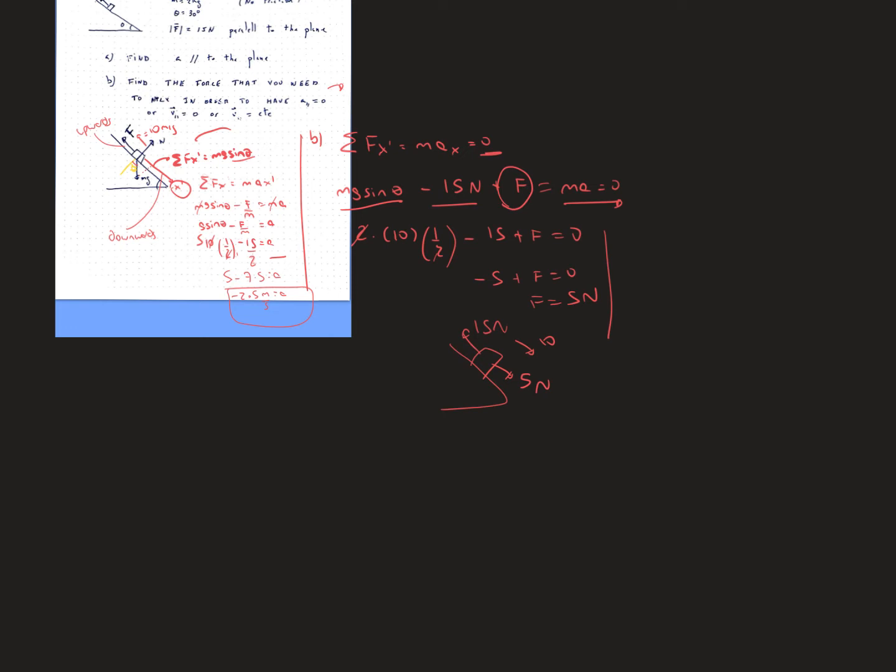So in this case, we got 15 newtons going upwards, and then 5 plus 10 newtons equals 15. So 15 and 15 cancel out. That's why the acceleration is 0.